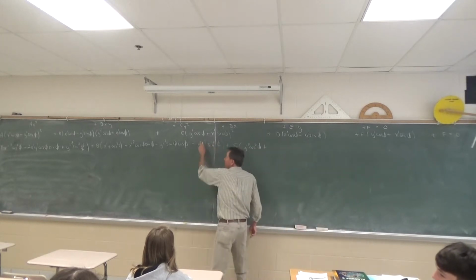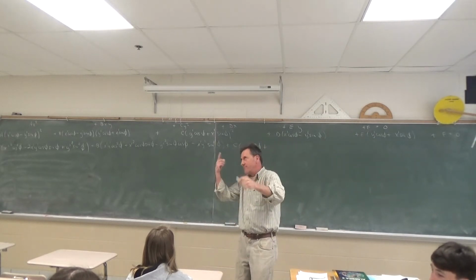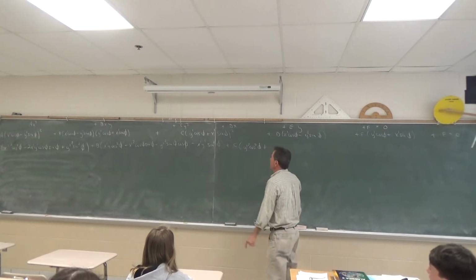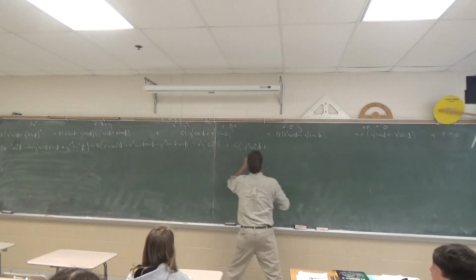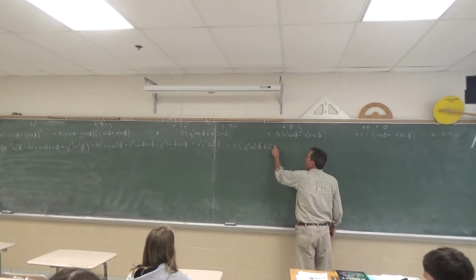Double the product. First, double the product, then square the left. So, y double x, the product.